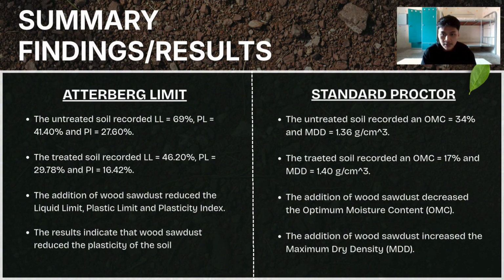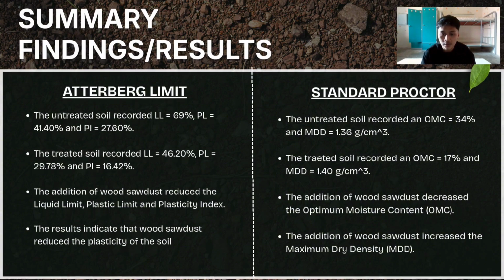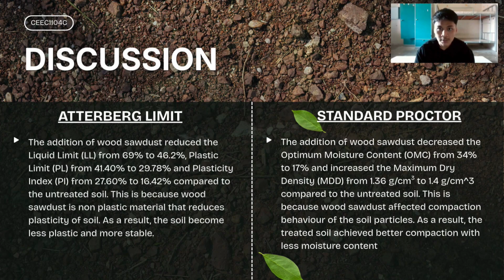For the standard proctor test, the untreated soil recorded an optimum moisture content of 34% and maximum dry density of 1.36 g/cm³. After treatment with wood sawdust, the OMC decreased to 17%, while the MDD increased to 1.40 g/cm³. This indicates that the treated soil required less water for compaction and achieved a higher dry density compared to the untreated soil. The discussion: Atterberg limit.